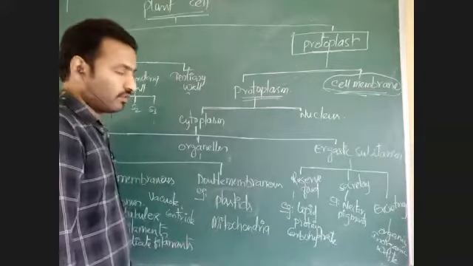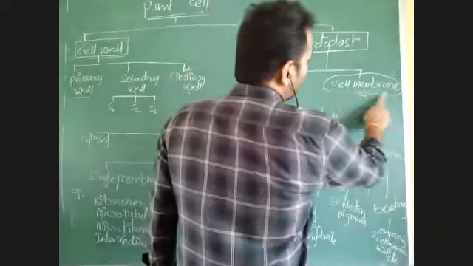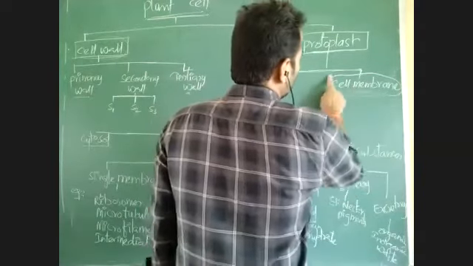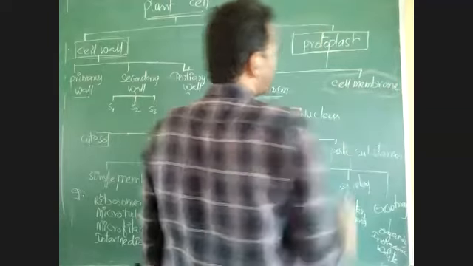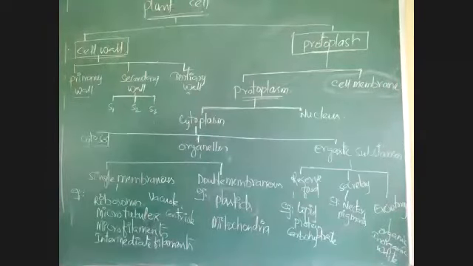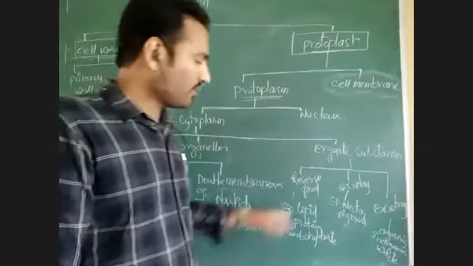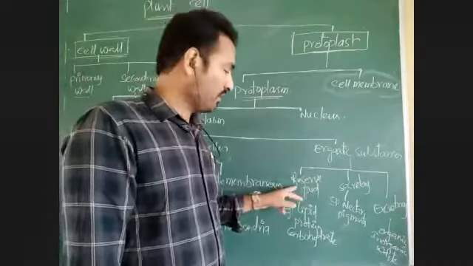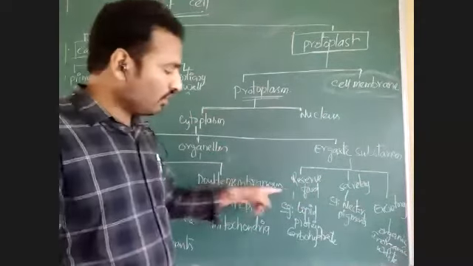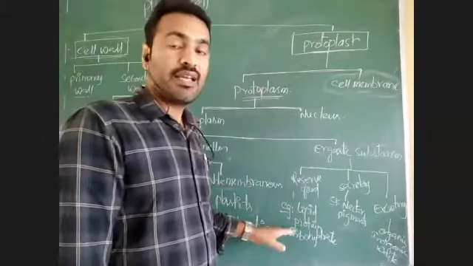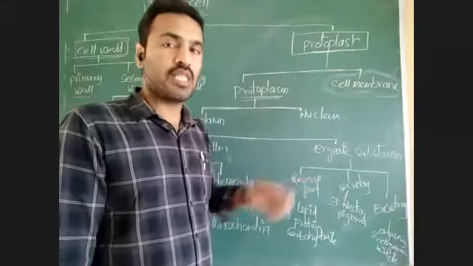That is the difference. And coming to ergastic substances, these are the chemicals present in the cytoplasm. These ergastic substances include reserve food materials. Reserve food means food in storage form. They include lipids, proteins, carbohydrates. Secretory substances are those which are secreting, meaning releasing from the cell.